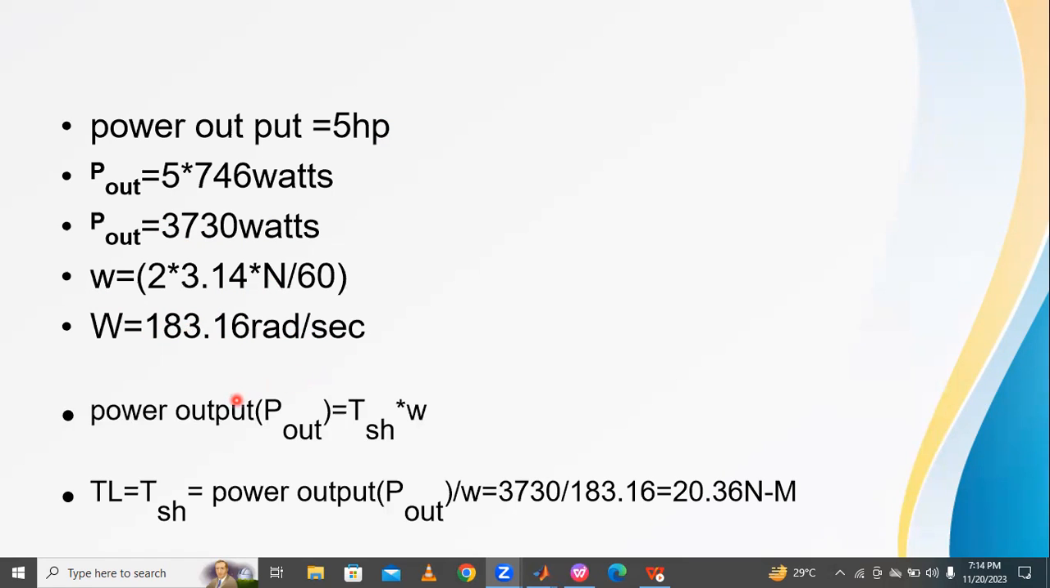And then what is the load torque here? Load torque is nothing but the shaft torque, which is equal to power by omega. Power output by omega: 3730 is the power, and the speed in radians per second is 183.16. That is equal to 20.36 Newton meter. Approximately 20 Newton meter is the load torque of this motor.